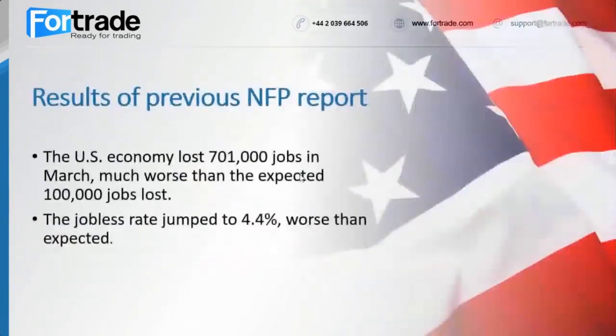So the previous NFP report, the non-farm payrolls released on April the 3rd, 2020, showed that the US economy lost 701,000 jobs in March. That was much worse than the expected 100,000 jobs loss. The jobless rate jumped to 4.4%, worse than expected, as the economic impact of the coronavirus began to be felt. But bear in mind that the coronavirus had not fully impacted the unemployment rate at this point. Investors will be paying special attention to unemployment figures this month.